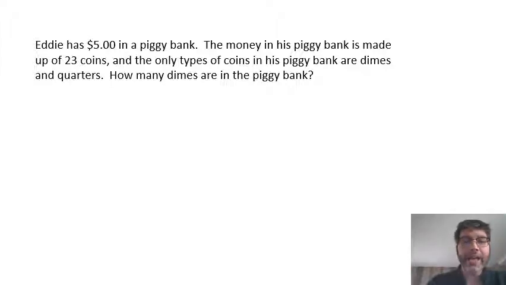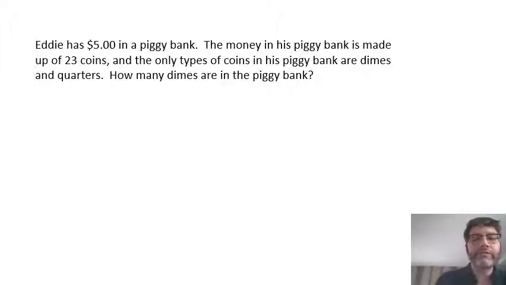And then you're asked how many of a certain type of coin are in the piggy bank. So here we have: Eddie has $5 in a piggy bank. The money in his piggy bank is made up of 23 coins, and the only types of coins in this piggy bank are dimes and quarters. The question is, how many dimes are in this piggy bank?